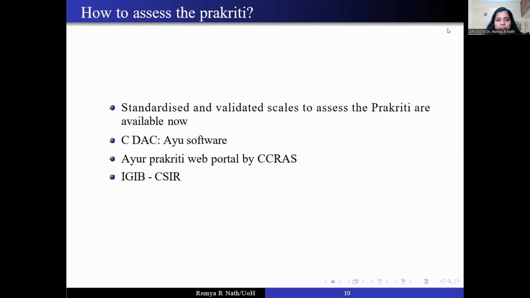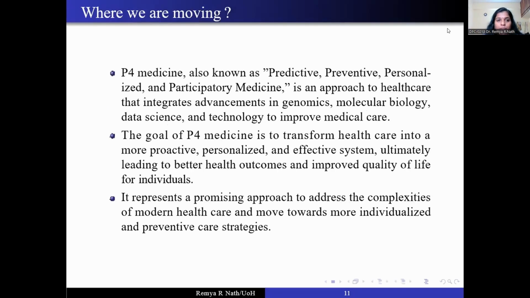How to assess Prakriti? Nowadays, standardized and validated scales to assess Prakriti are available. CDAC, CCRIS, and IGIB are some of the organizations which made scales and standardized them. These scales are available for us to assess our Prakriti.